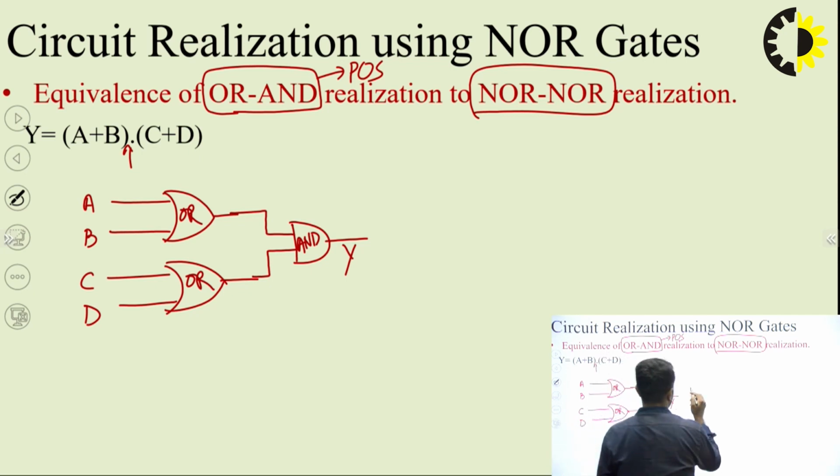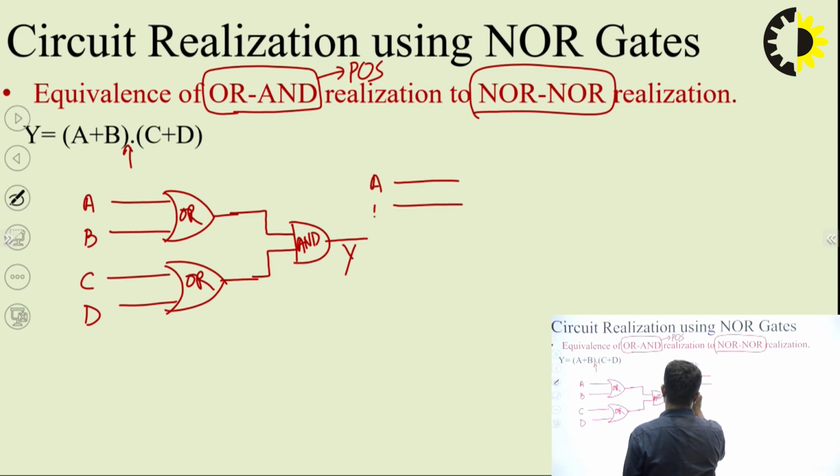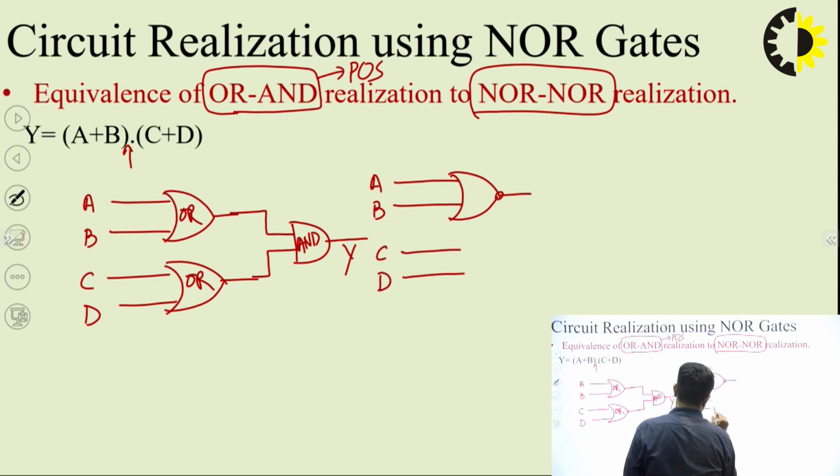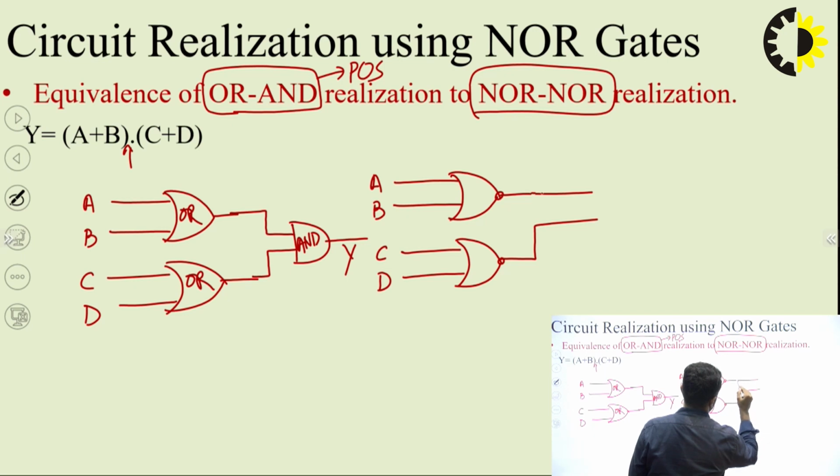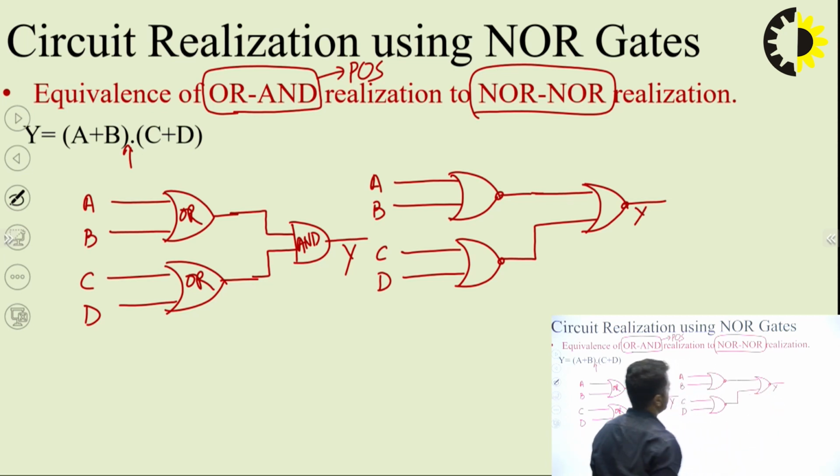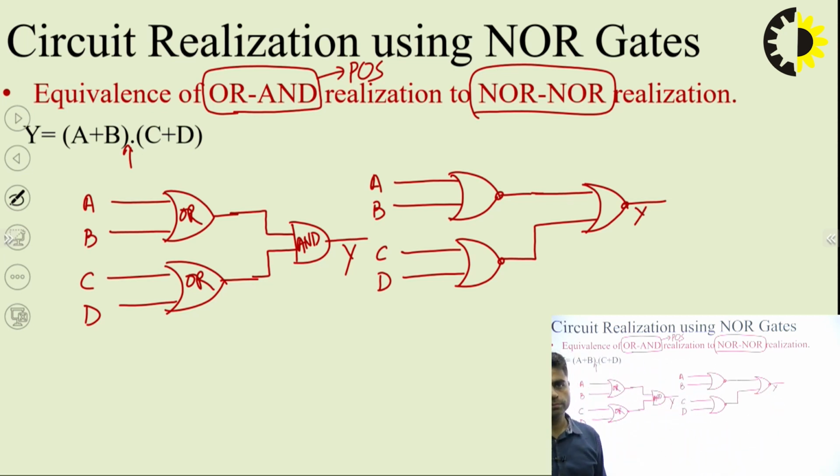So let's try the NOR version. So this is A, B, NOR. Similarly, C, D, NOR, and finally another NOR. So we are claiming that both these circuits are identical. Okay, but we have to prove that.